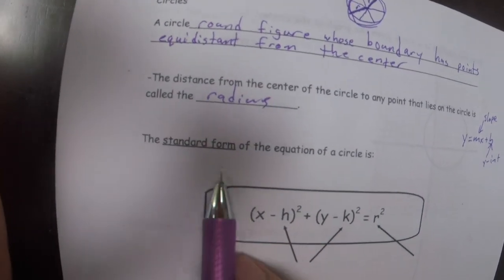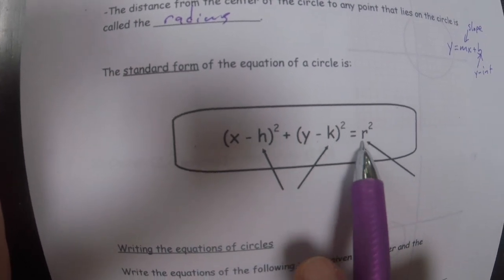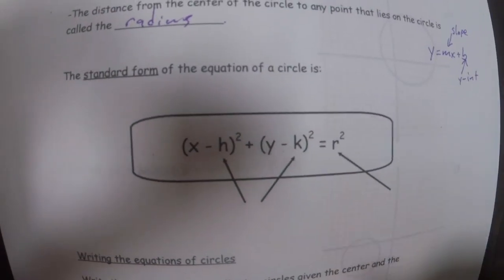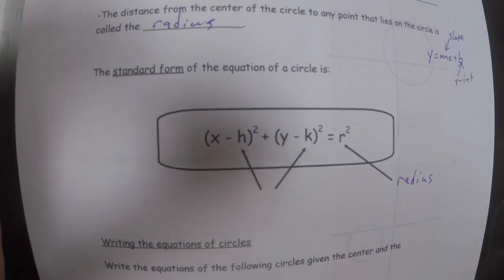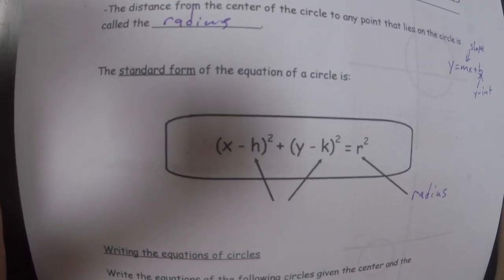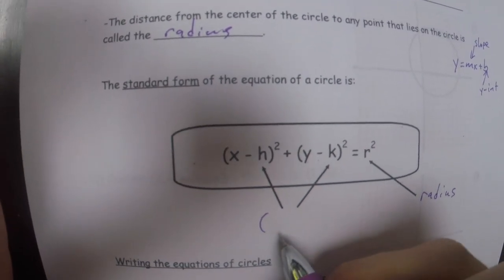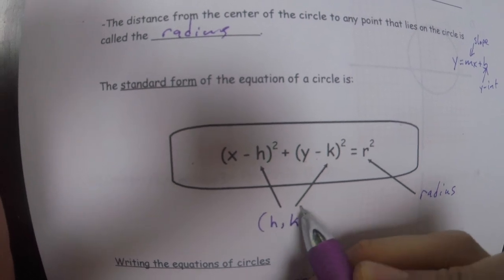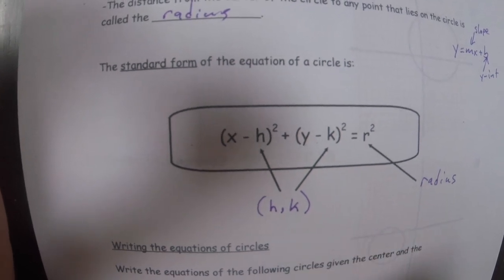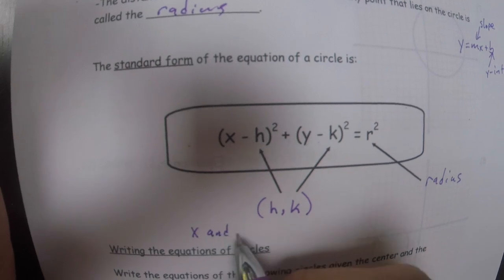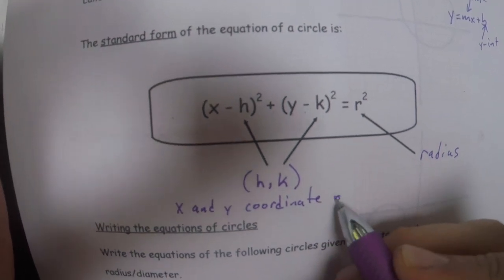And here's the standard form of an equation of a circle: (x - h)^2 + (y - k)^2 = r^2. Now r, I bet you could guess what r stands for. r is how long the radius is. What about h and k though? Those are two letters we haven't really seen yet. Well, h and k are the x coordinate and the y coordinate of the center.